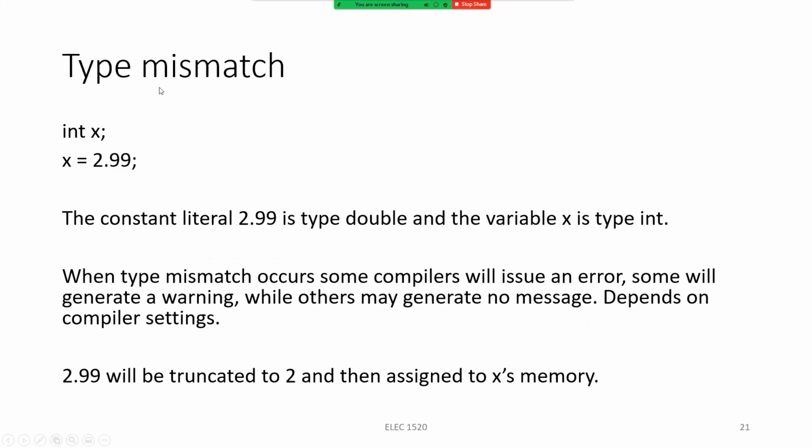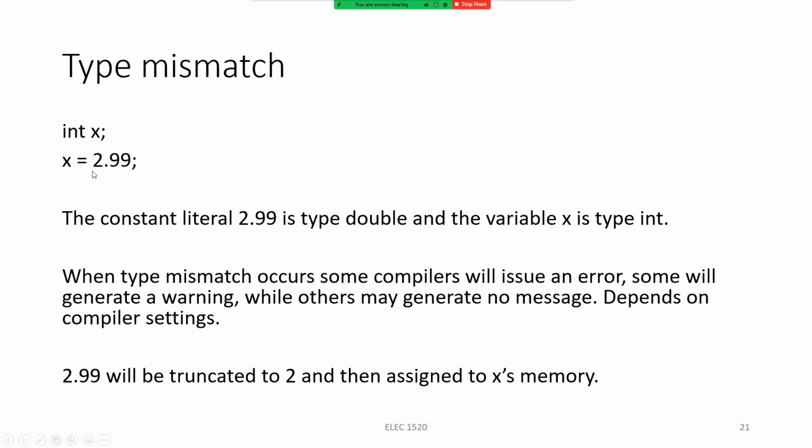So here's an example of what we call a type mismatch. We defined this variable named x. Its data type is int. And now we have a line of code that says assign the value of 2.99 to x. Well, 2.99 is type double. We said that x was an int. So what happens is the compiler will truncate everything to the right of the decimal point. It will just keep everything to the left, which is the integer portion. So x ends up with a value of 2.